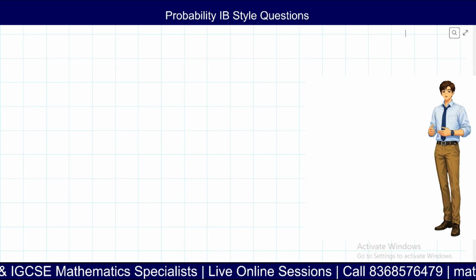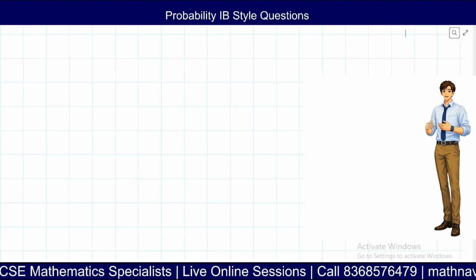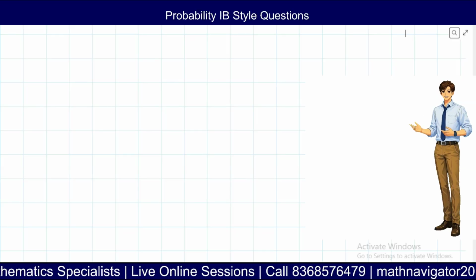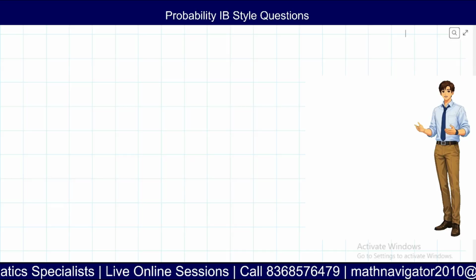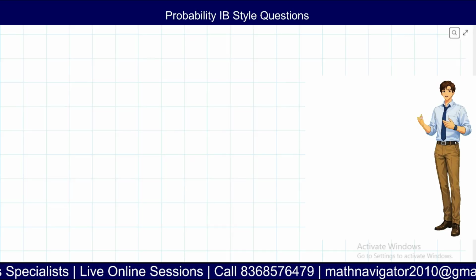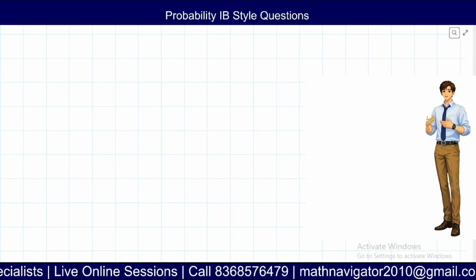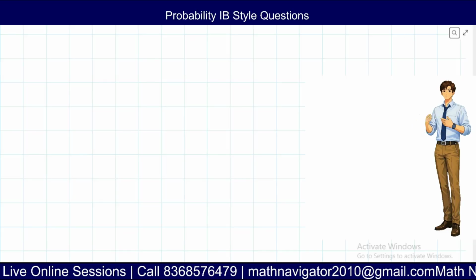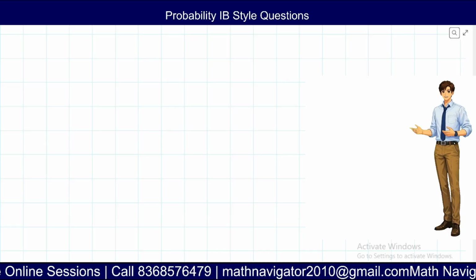In the last video, we discussed all the laws and all the theory required for probability: all the types of events, conditional probability, independent events, and mutually exclusive events. Today we are going to do some IB style questions on probability.